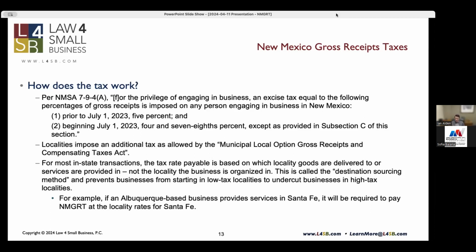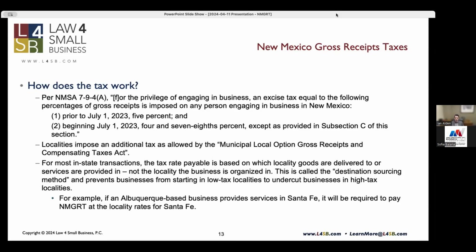So let's say you have an HVAC service company. You're based in Albuquerque and you go out to do a job in Santa Fe. You are going to have to charge and pay gross receipts tax at the Santa Fe rate, even though your company is based in Albuquerque and you just drove out there.